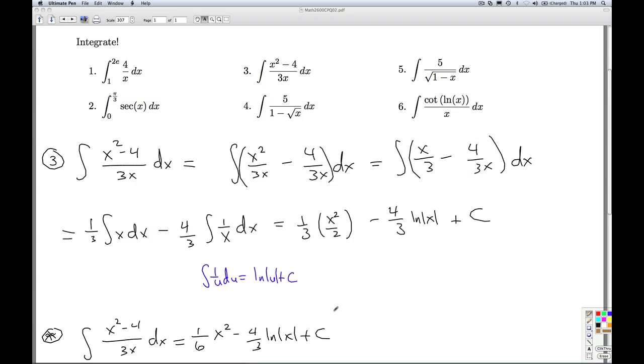Oh, I should mention, the ultimate check to these antiderivatives is to take the derivative, do some algebra, and see if you arrive back at the integrand. So in other words, you take your answer here, take the derivative and do some algebra, and see if you get this expression here. Okay, so that'll do it for number 3.